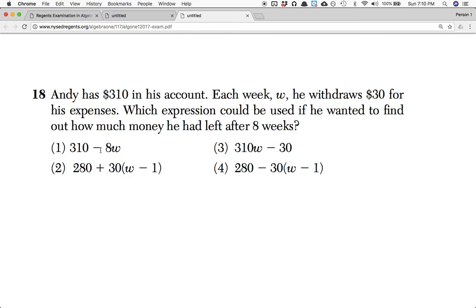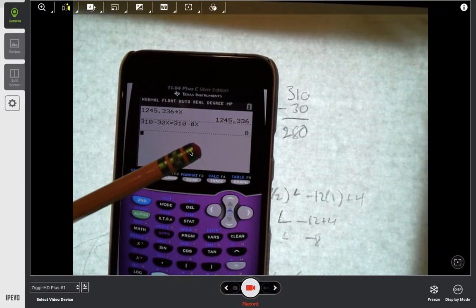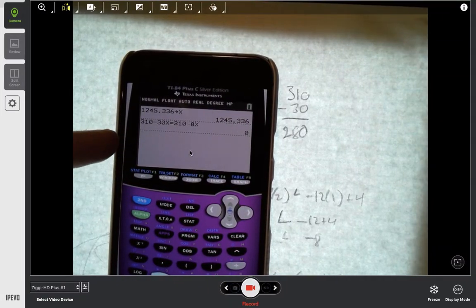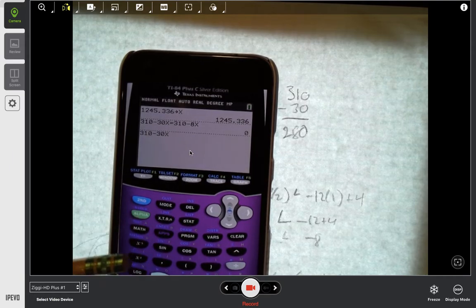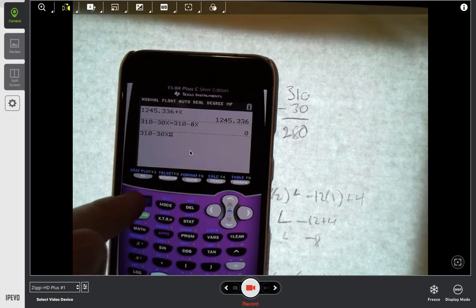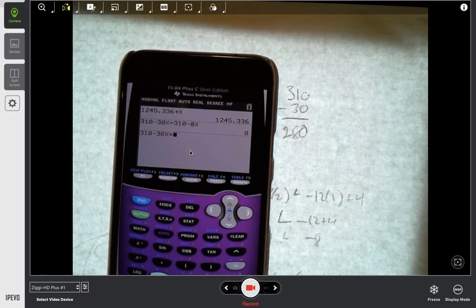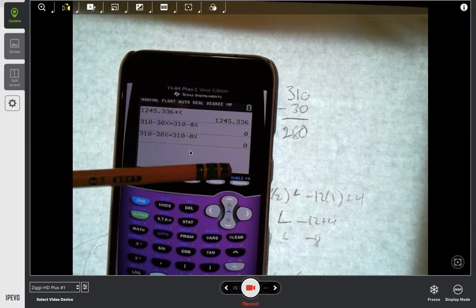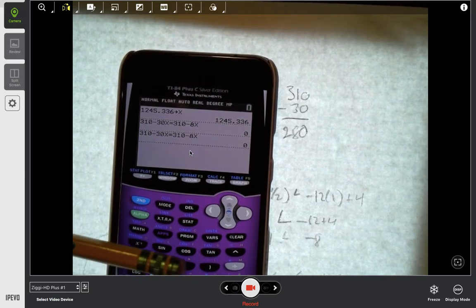And good, it gave us, oops, I'm back on the wrong spot. I typed in 310 minus 30x. You go to the test button again, hit the equal sign, and check it against 310 minus 8x. If it gives you a 0, that means it's not the right answer. If it gives you a 1, it means it is right.